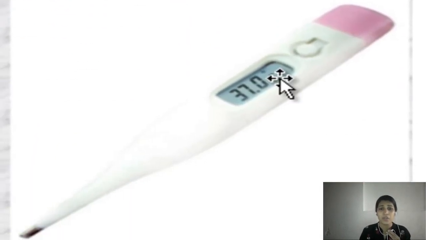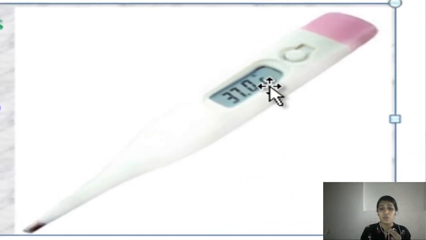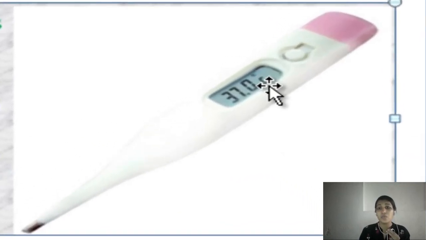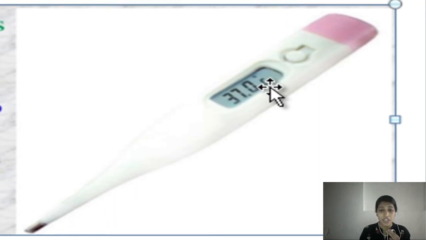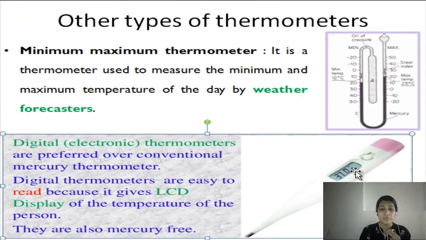Then digital thermometers. They are electronic thermometers. They are preferred over the conventional mercury thermometer. Digital thermometers are easy to read because they give an LCD display as shown in the figure. They are also mercury free, and mercury is toxic, so digital thermometers are useful.